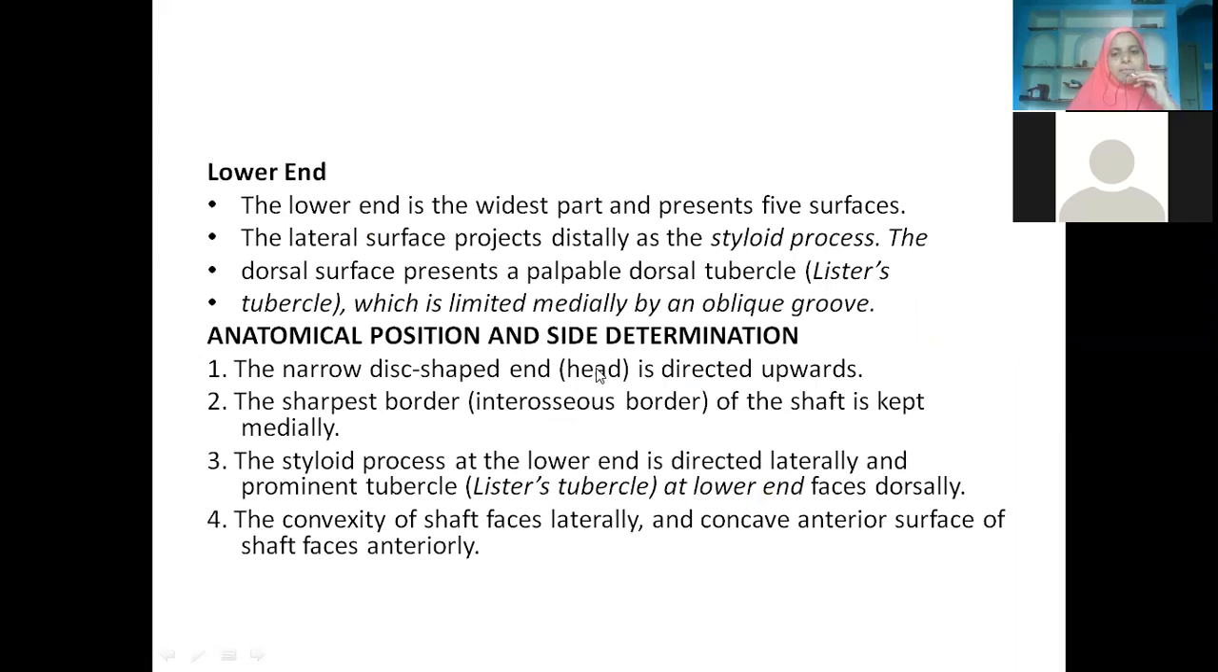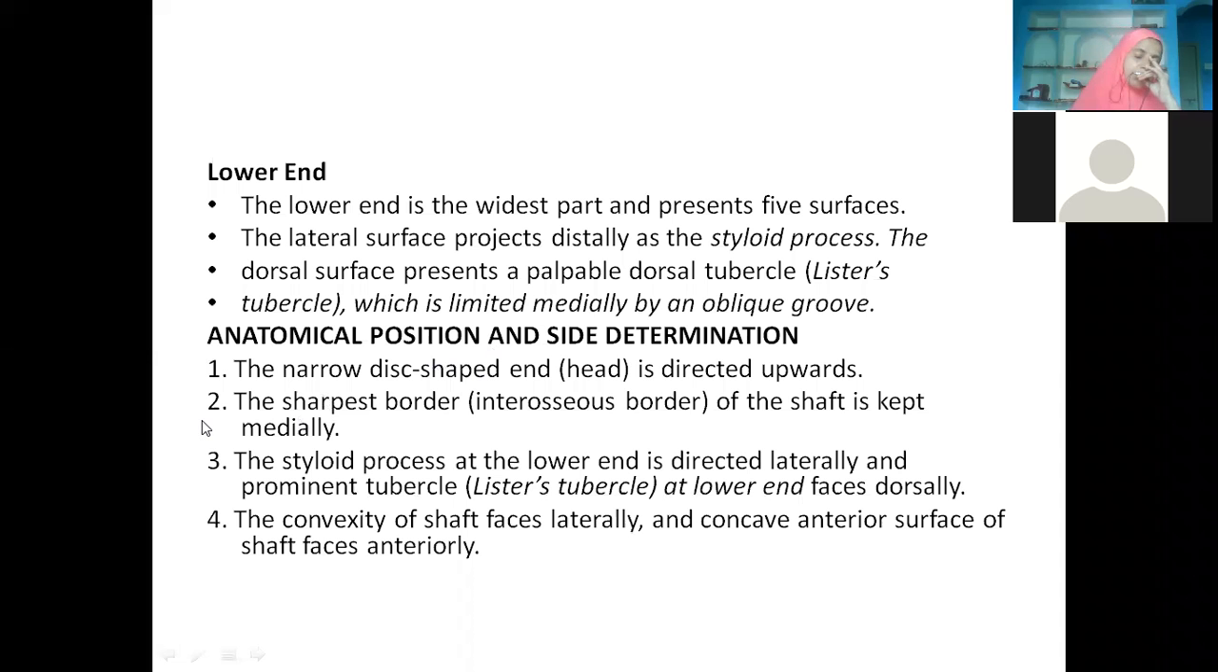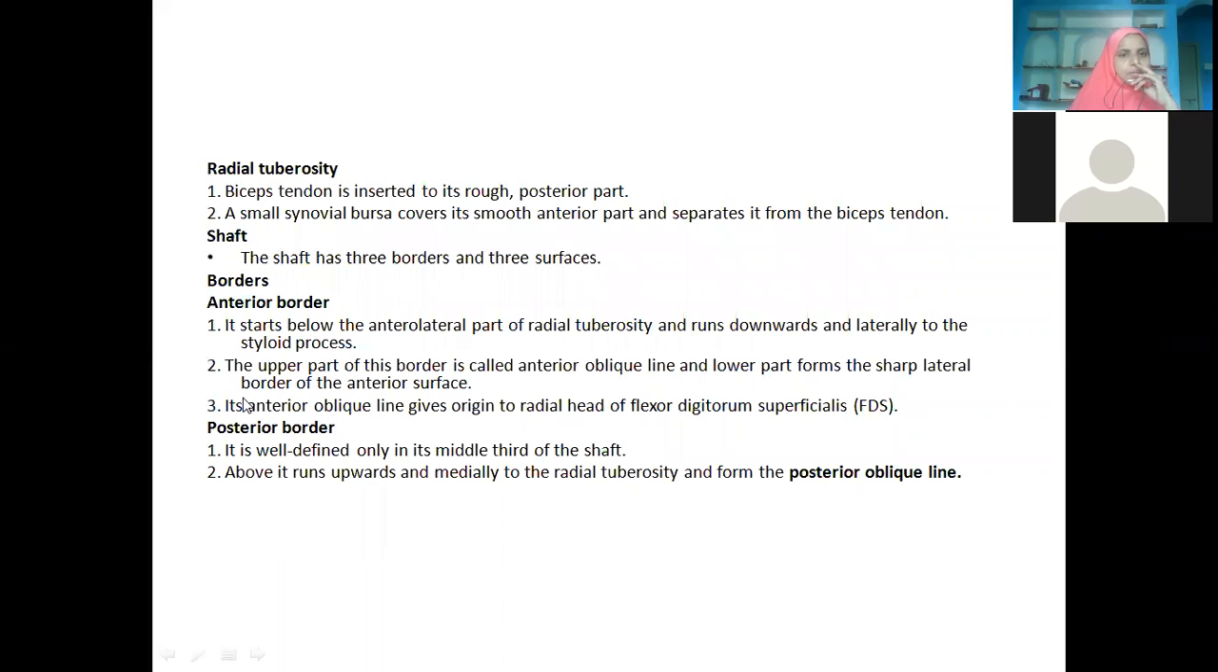So that is it. Now let us see what points are given here. The anatomical position of radius: the narrow disc-shaped head end is directed upwards. The interosseous border is sharp, and below it is the medial border. The styloid process is the lateral one, which is projecting downwards. The convexity of the shaft is facing laterally, and you can check for Lister's tubercle posteriorly. All these points will help us to determine the radius bone, isn't it?